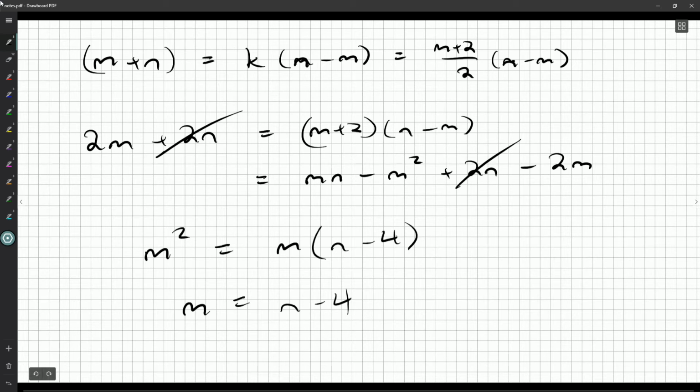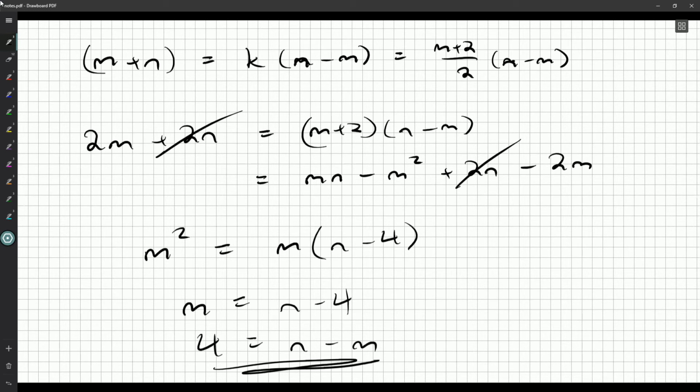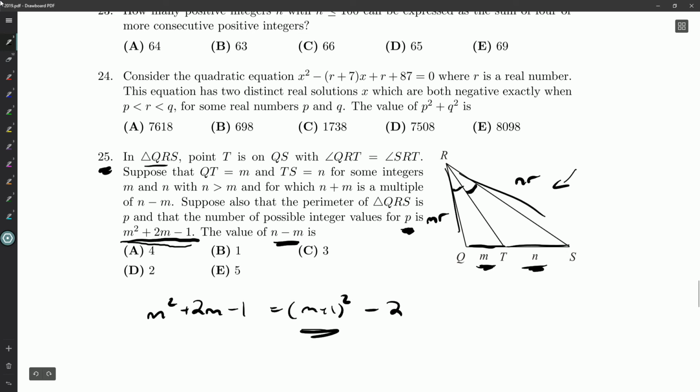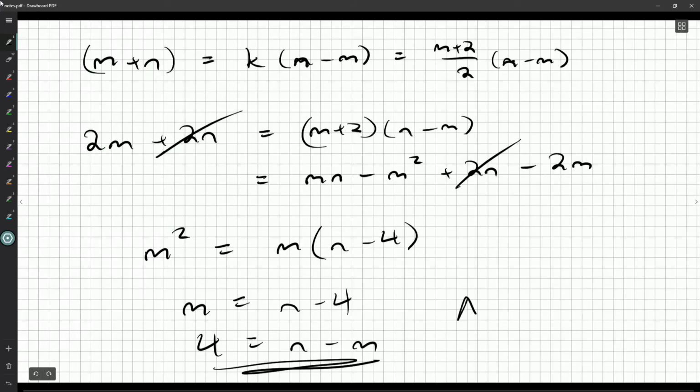Oh, so then, I'll bring it over to the other side. n minus m must be 4. Right? Is that one of the possibilities? I feel like it is. n minus m must be 4, so we'll say the answer is A. Right? Minus, plus. Yeah, everything looks good. So, turns out we managed to solve it.